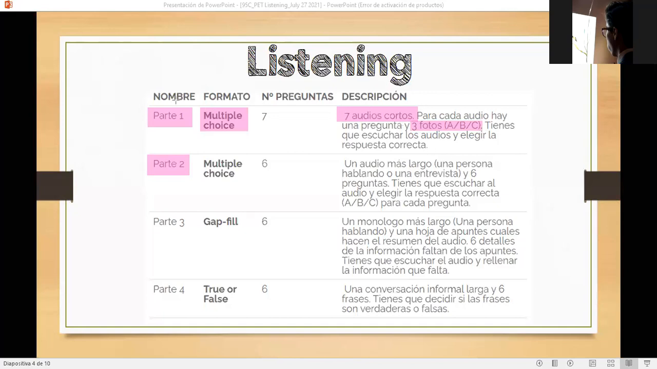That would be the first part. As you can see, in the first part, you will have to listen to 7 short records and choose the right answer with a multiple choice format. In the second part, we're going to have a much longer record, a longer audio. It can be a person talking, or maybe an interview, or maybe two friends talking, and you're going to have 6 questions about it. Questions about the same audio or the same record.